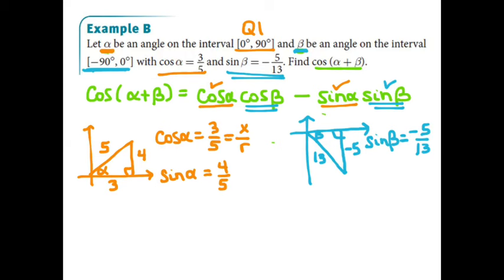Using the Pythagorean Theorem, we can find the x side, and actually this is going to be 12, because 5, 12, 13, that's another Pythagorean triple. But if you didn't know the triple, you could do Pythagorean Theorem and find that value of 12. And now that we have that number, we know that the cosine of beta is going to be equal to x over r, or 12 over 13. And that is the last piece of information that we needed.